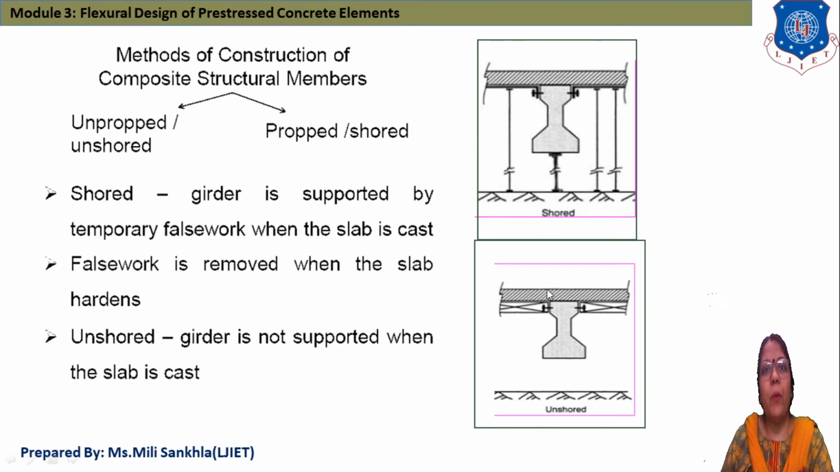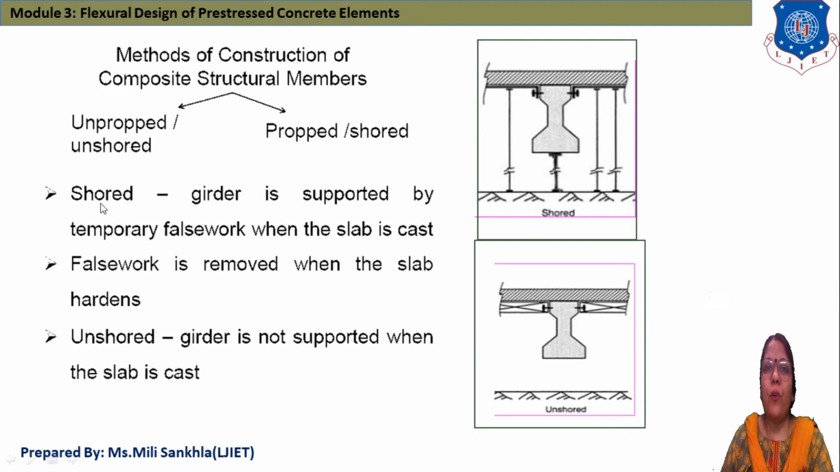Here I take two images. First one is our shored or propped, and second one is our unshored or unpropped, okay. And here look at this, one vertical member is provided in the first image; in the second image only this I-girder is there, no supporting is provided. Now understand the concept of propped and unpropped.